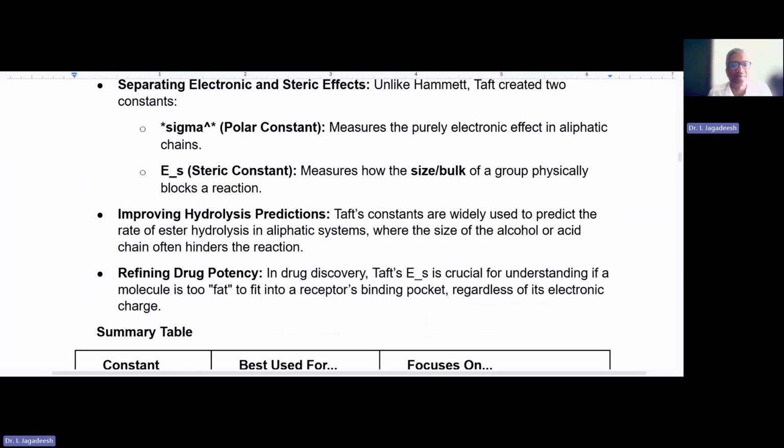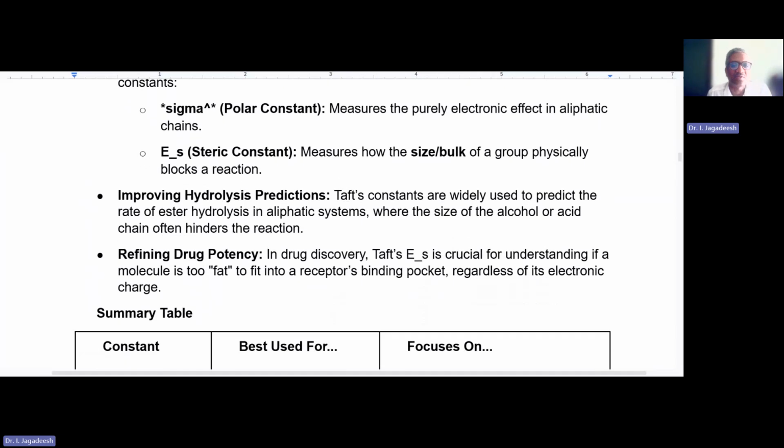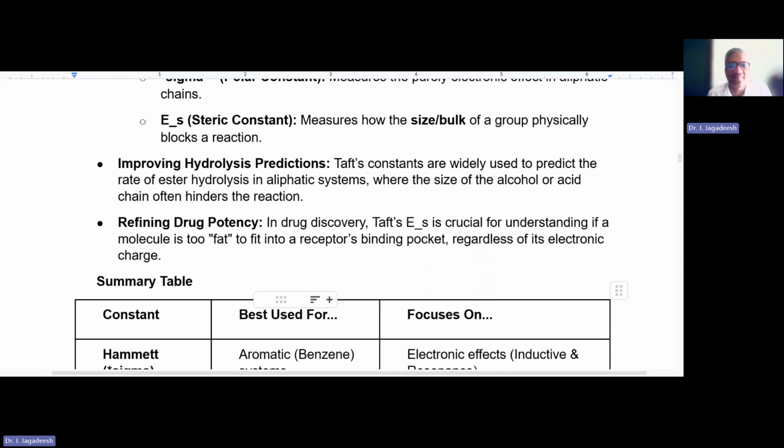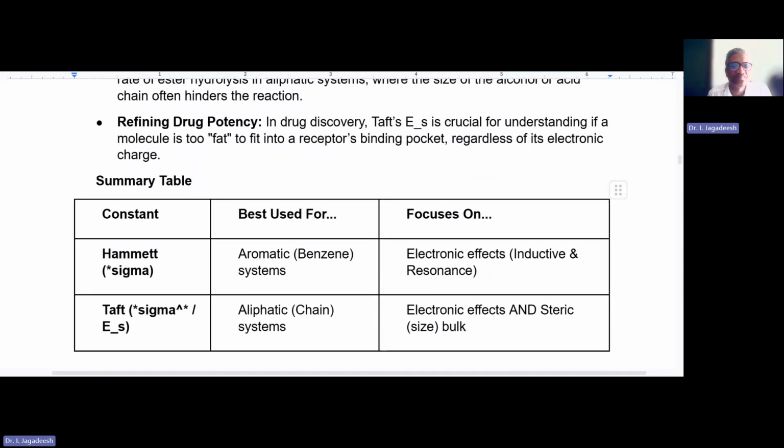The Taft constant can be determined by the hydrolysis of esters, where the size of the molecule is getting bigger. The de-esterification rate will decrease, and we link this property to the steric effect, which is going to be present for the functional group.